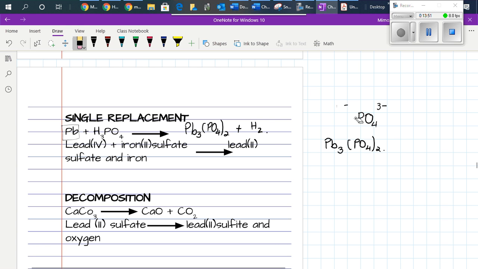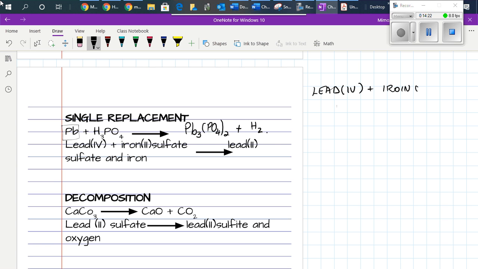And now what we have here is lead-4 reacting with iron-2 sulfate. Let's see what will be the products that will be created here. Let's write the reaction for this one.